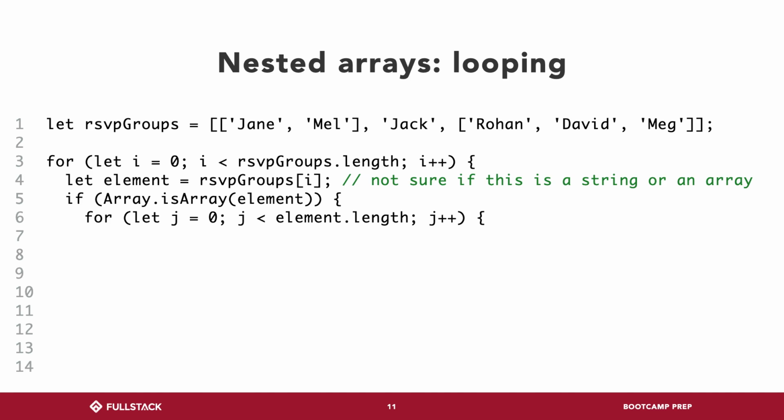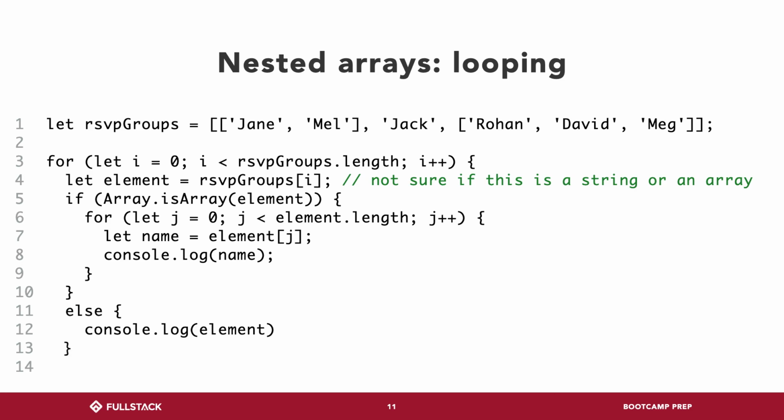J is less than that element's length, because that element is an array. J plus plus. And we say let name equal element at j, and then we console.log name. Else, we console.log the element. This is the same thing I showed you with the fellowship, right? This is the same thing.